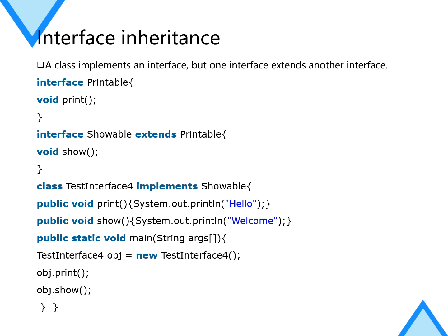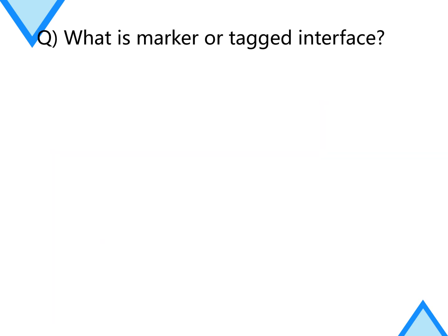We have the main method, and we have created an object of TestInterface4; the name of the object is obj, and we call the print method and we call the show method. So we will receive hello and we will receive welcome. This is the example we discussed previously, but here this line implements interface inheritance.